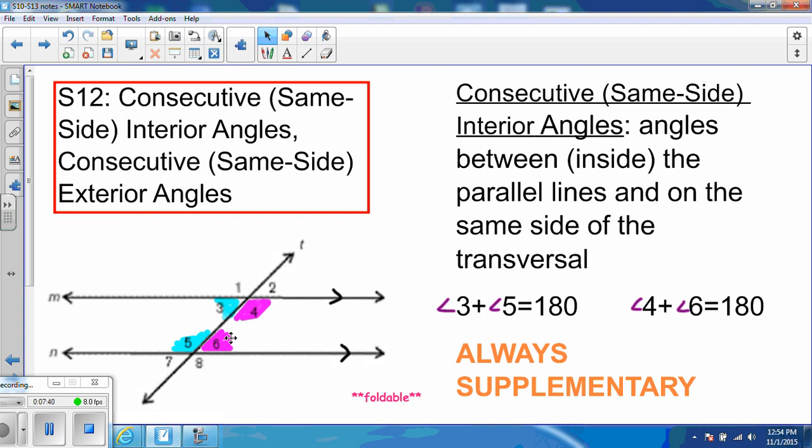Another one you can be putting in your foldable, color coding, writing down definitions, and the examples here, giving you some concrete thing to look at.